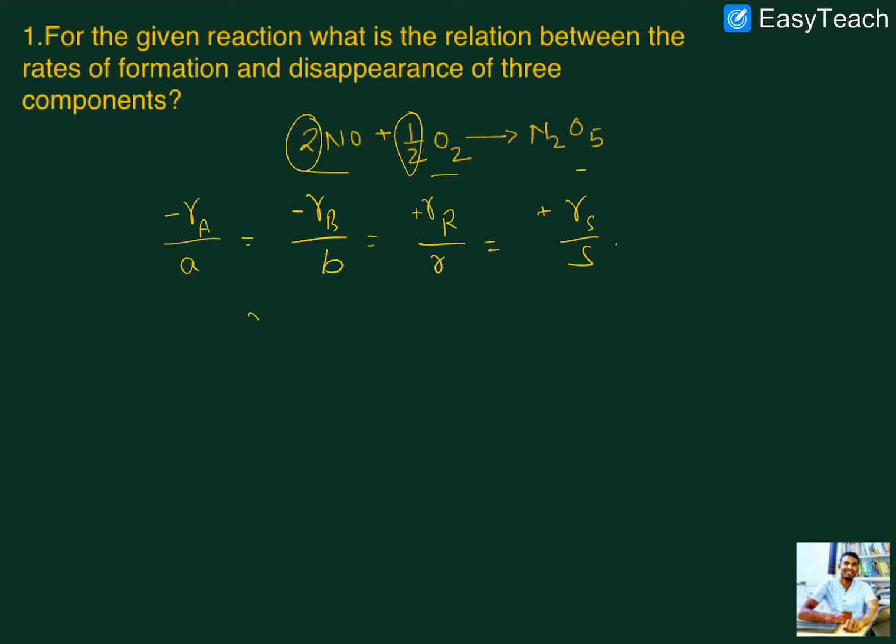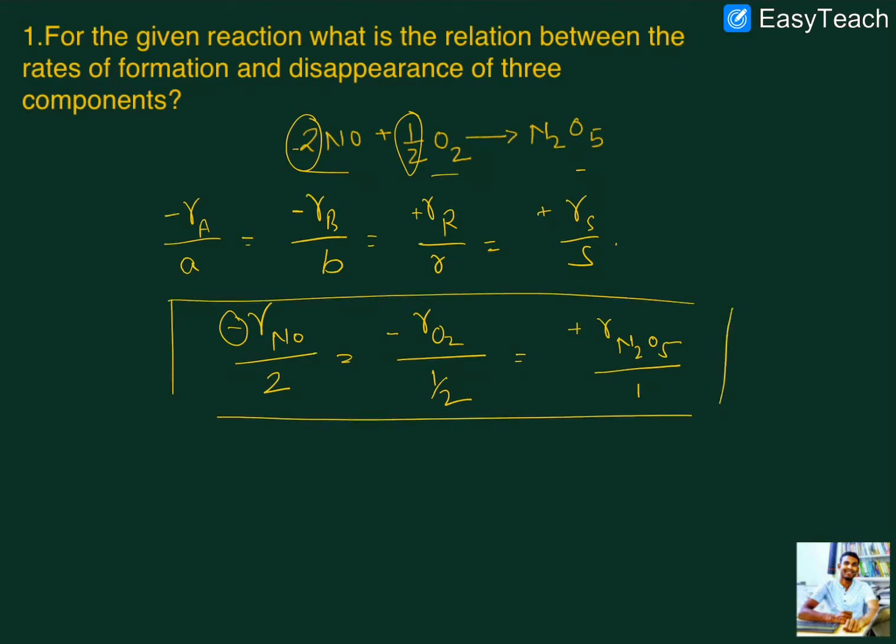So how can we represent this? We can represent it as minus r_NO divided by 2, because this is a reactant, we have to put a negative sign, and here also this is a reactant, so we put a negative sign for O2, and the coefficient is 1 by 2. For N2O5 we will write plus, and the coefficient is 1. So this is the relationship between formation and disappearance of the three components.